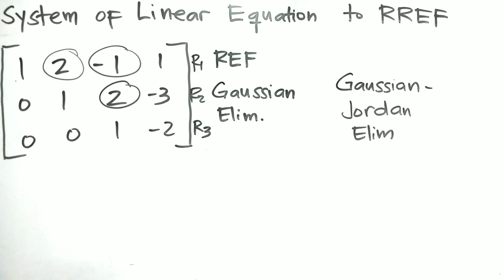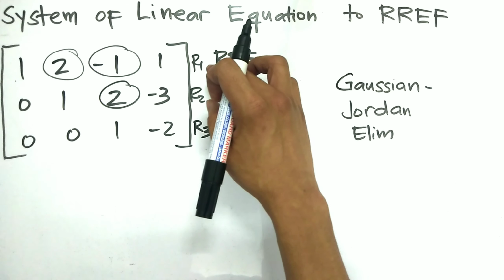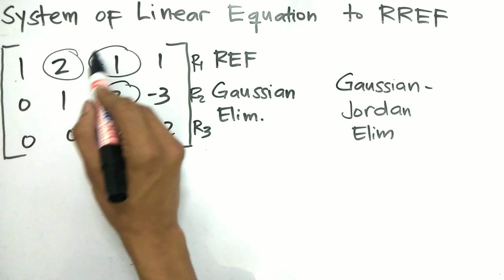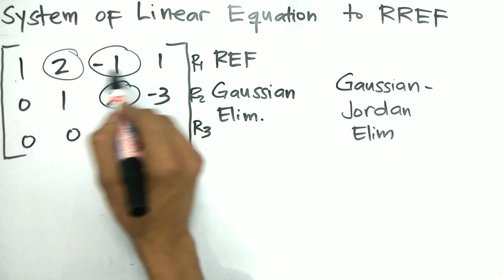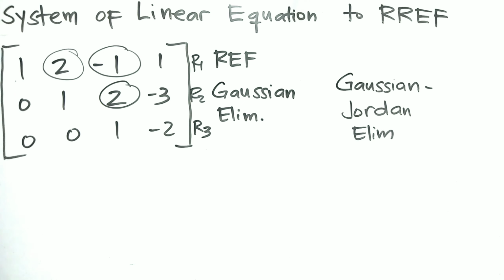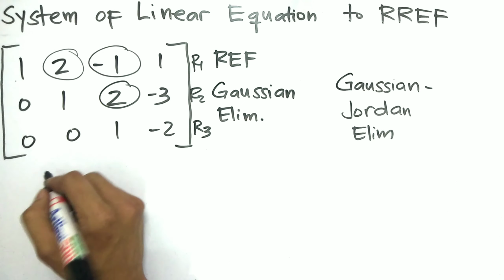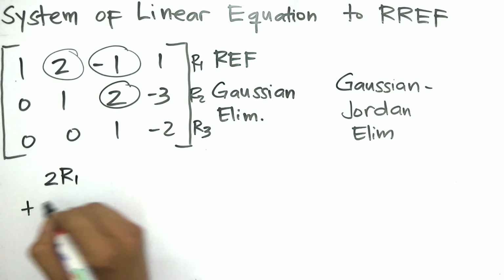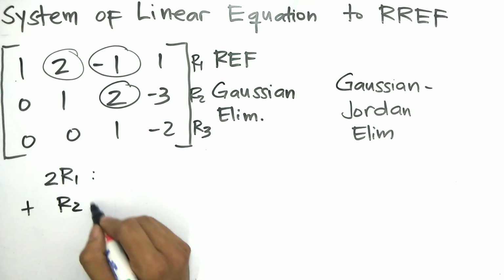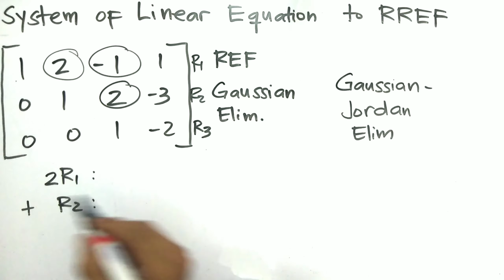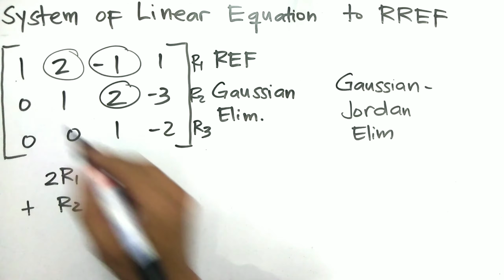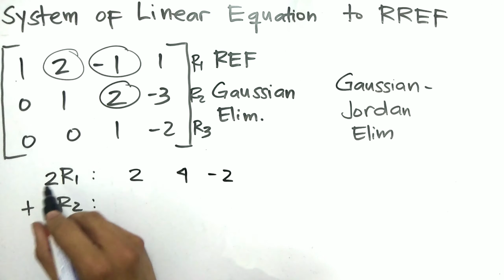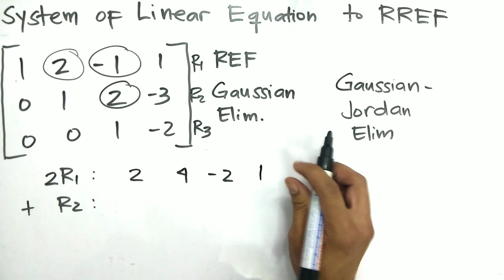So for us to eliminate this number, let's perform an operation between row 1 and row 2. We will multiply row 1 by 2 and add it to row 2. This would be our solution. 2 times 1 is 2. You have here 4. 2 times negative 1 is negative 2. 2 times 1 is 2 rather.